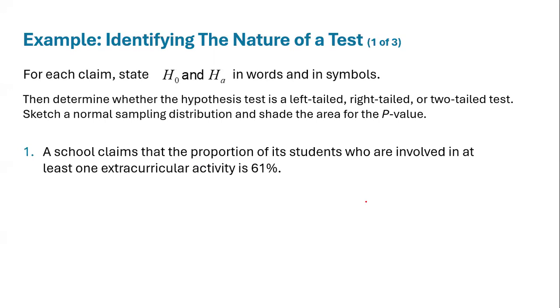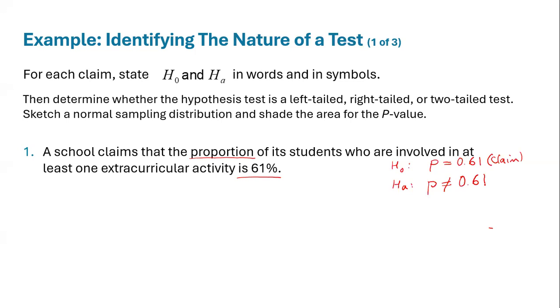It says a school claims that the proportion of its students who are involved in at least one extracurricular activity is 61%. Proportion is 61. That's a claim. The claim says that the proportion is equal to 0.61. Since I have an equal sign, where do I put the claim? In the null hypothesis. And the alternative must be the opposite of equal, which is not equal to.